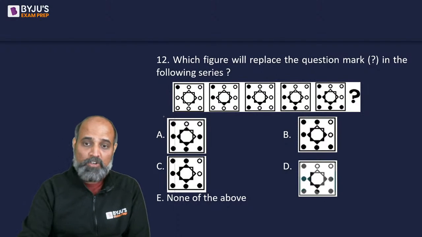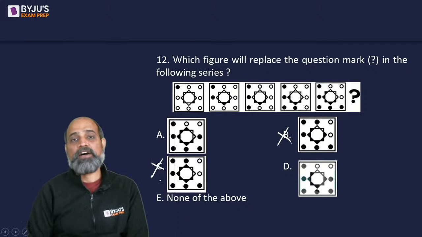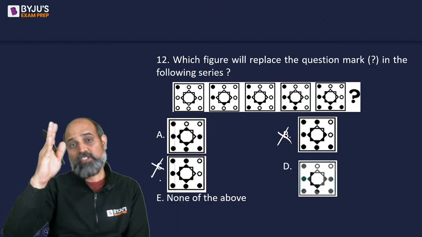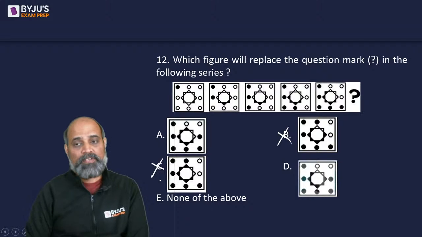So going by that logic, we are pretty sure that B or C can't be the answer, because now we need to have only 2 white circles in the next figure, which is the north and the northeast, which is there only in A and D.